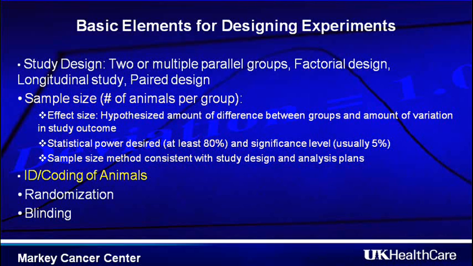It is important to ID your animals within each group, especially if they are being monitored over time. The last two items, randomization and blinding, are strategies to minimize bias in your study design and study conduct that might affect the resulting data.